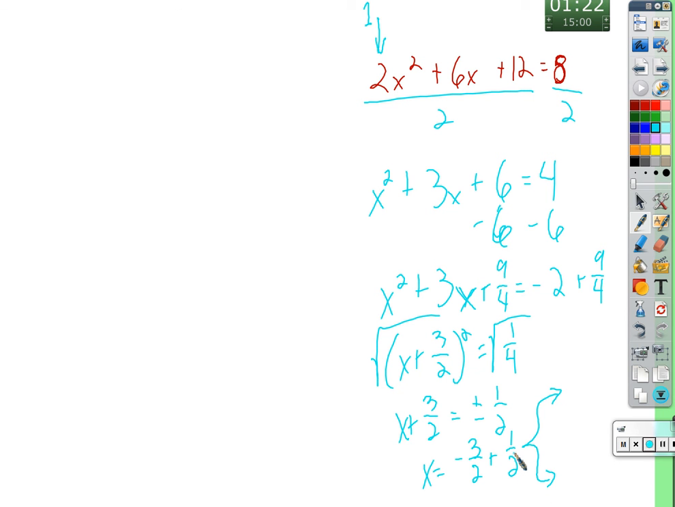So we should get exact answers here. We're almost done. You get one. Negative 3/2 plus 1/2 is negative 1. And negative 3/2 minus 1/2 is negative 2. Good job, thank you. Kind of lost it in the end there.